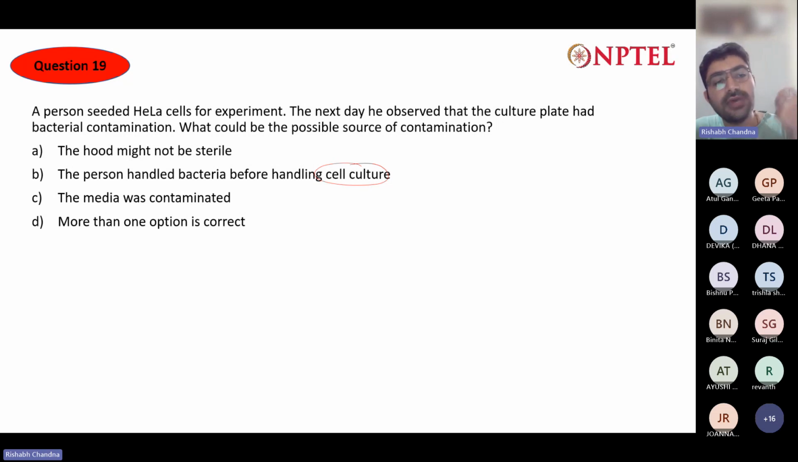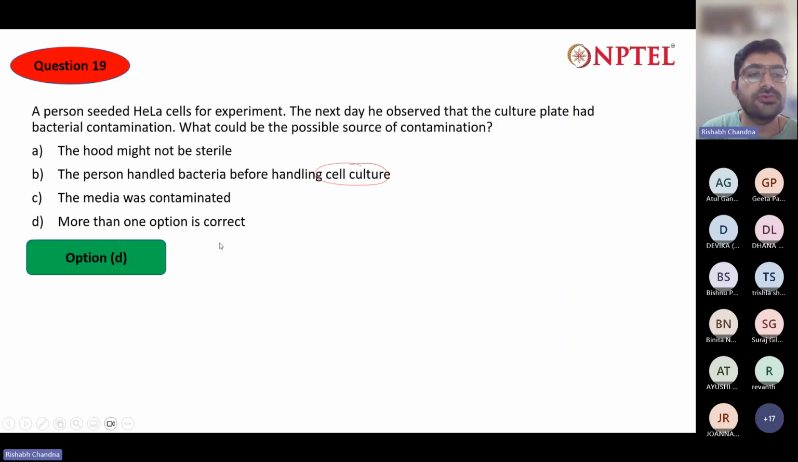Okay, so this is the common precaution as well as the common way that we use in our labs for handling animal cell culture. And the third option is the media can be contaminated. Yes, this can also be the option, because sometimes the whole bottle of media can be contaminated due to improper handling or improper filter sterilization. So there are cases like that also. So yes, the correct answer is more than one option is correct. Care must be taken to handle animal cells, because cell culture catches contamination very easily. So we have to be very careful.